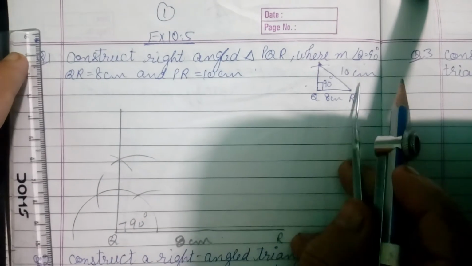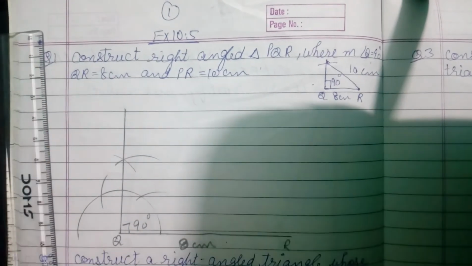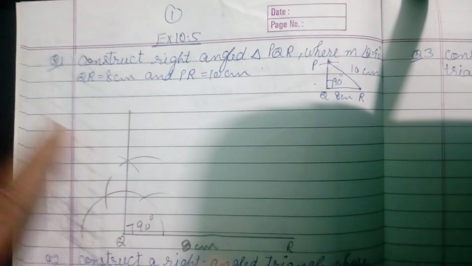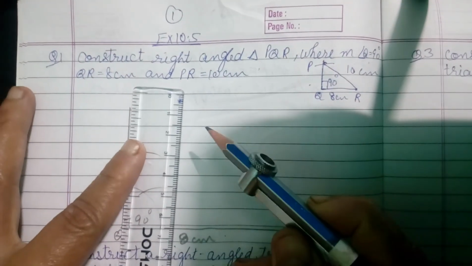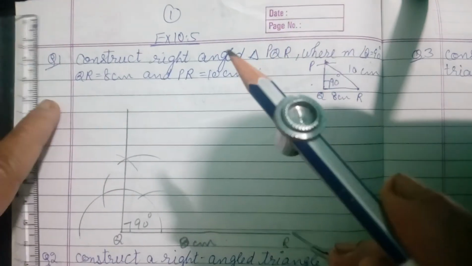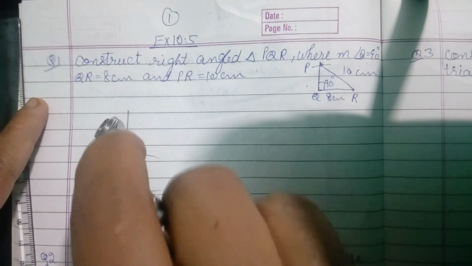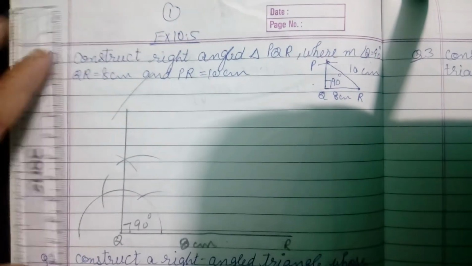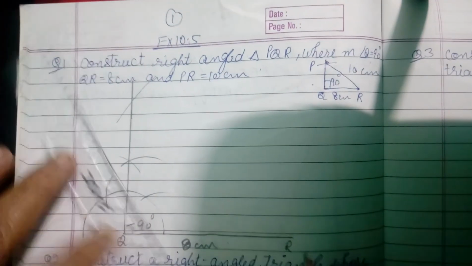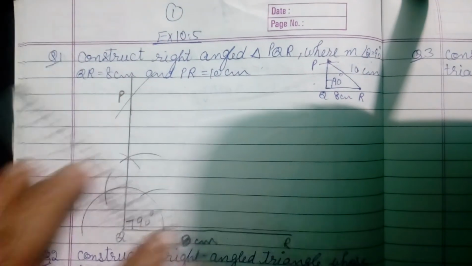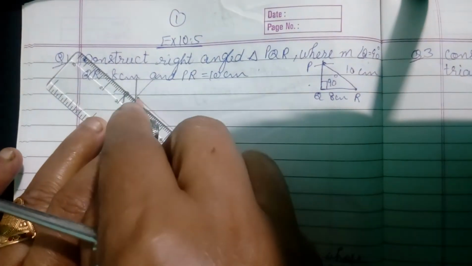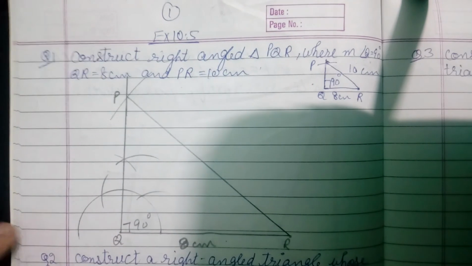Now we want PR, this is P, so PR should be 10 centimeter. Now using scale, open the compass equal to 10 centimeter, taking R as center, draw an arc so that it cuts this arm at the point of intersection, which will be P. Join it. This PQR will be our required triangle. Is it clear?